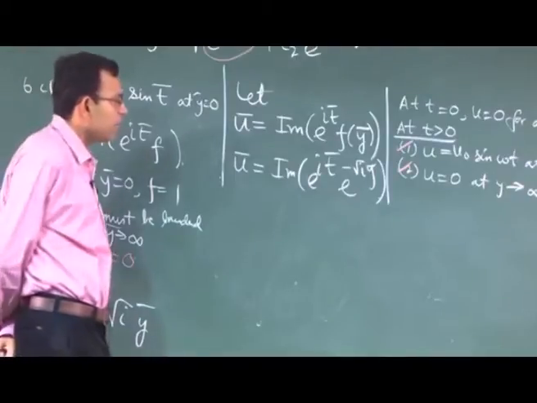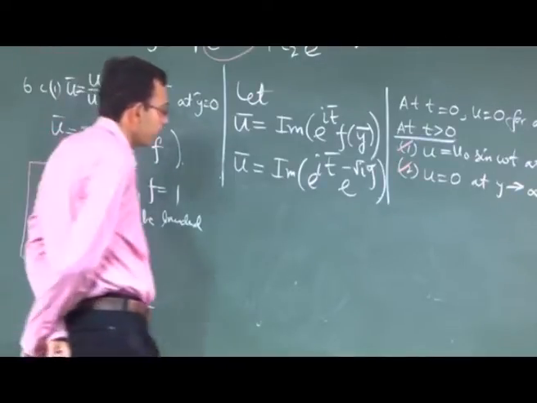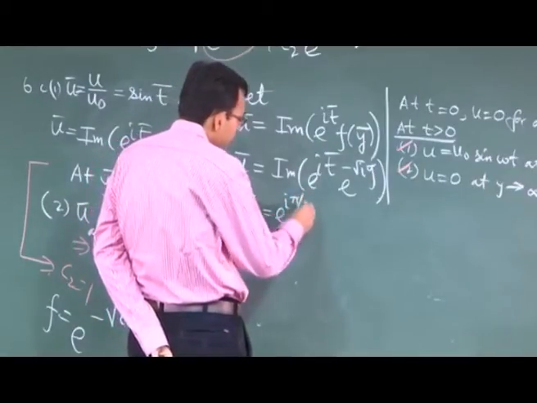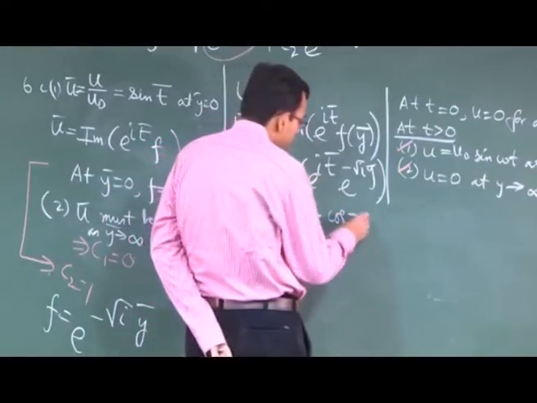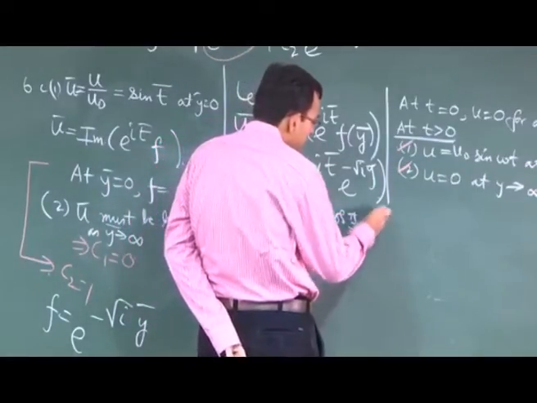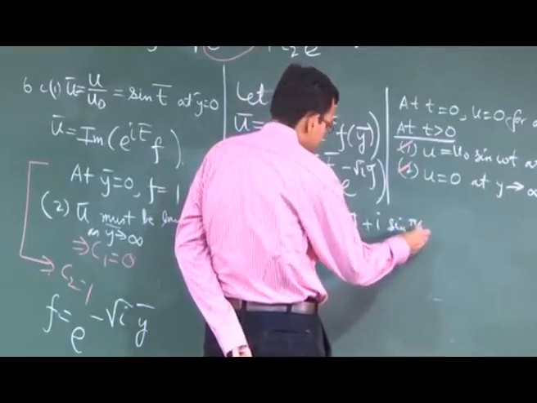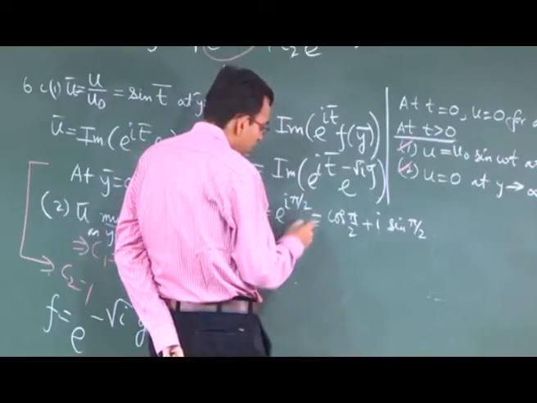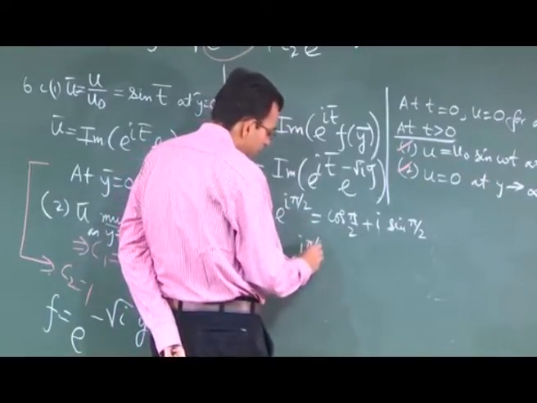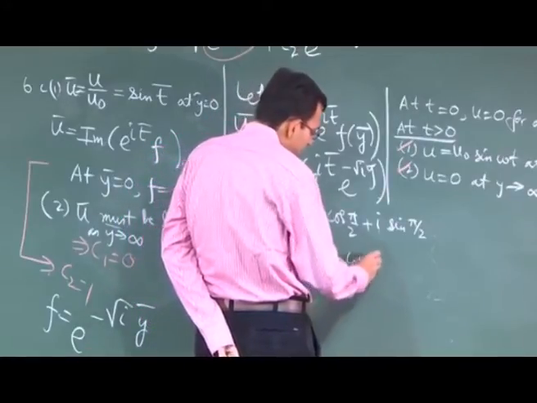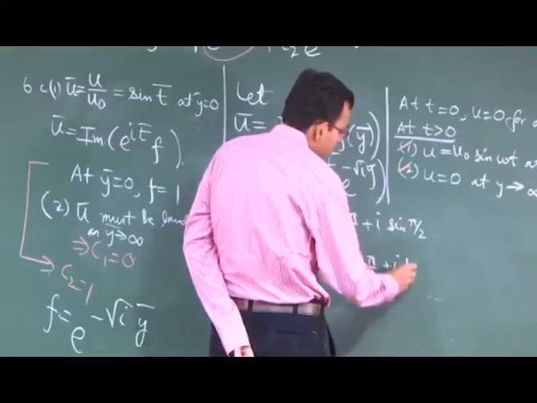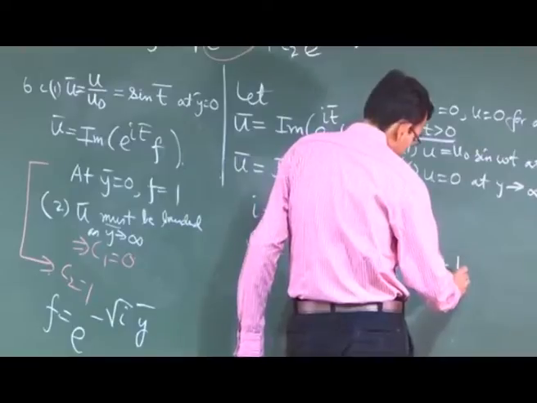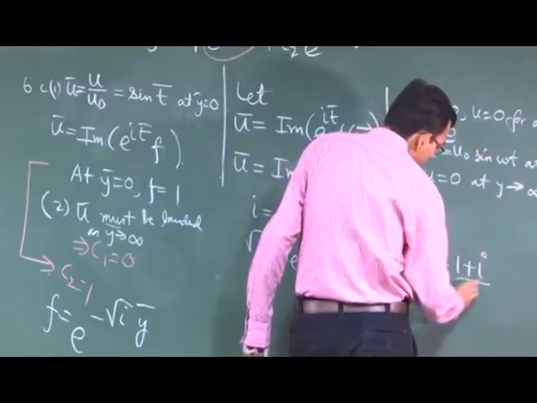How do you write square root of i in terms of i? So, i is e to the power i pi by 2. Why? Because it is cos pi by 2 which is 0 plus i sin pi by 2 which is 1. So, square root of i is this to the power half, that is e to the power i pi by 4. This is cos pi by 4 plus i sin pi by 4. So, this is 1 plus i by root 2.